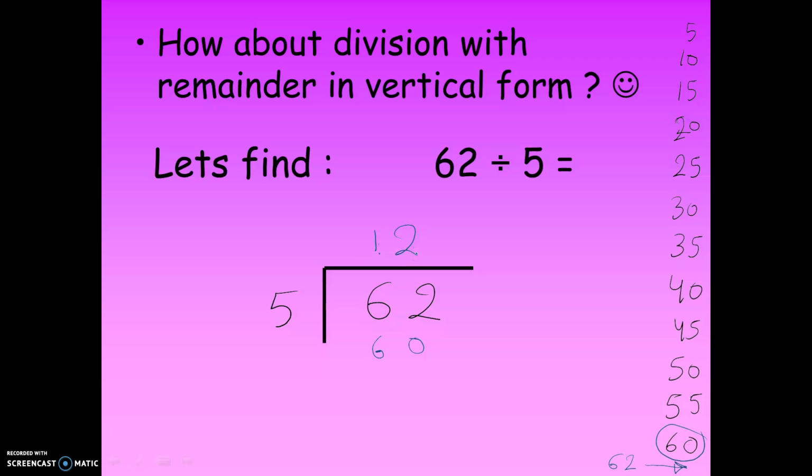Remember, I'm not distributing 60 candies, I am distributing 62. It means there should be some leftovers in my hand. How to find the leftover? You will subtract 62 minus 60, and the answer will be 2.